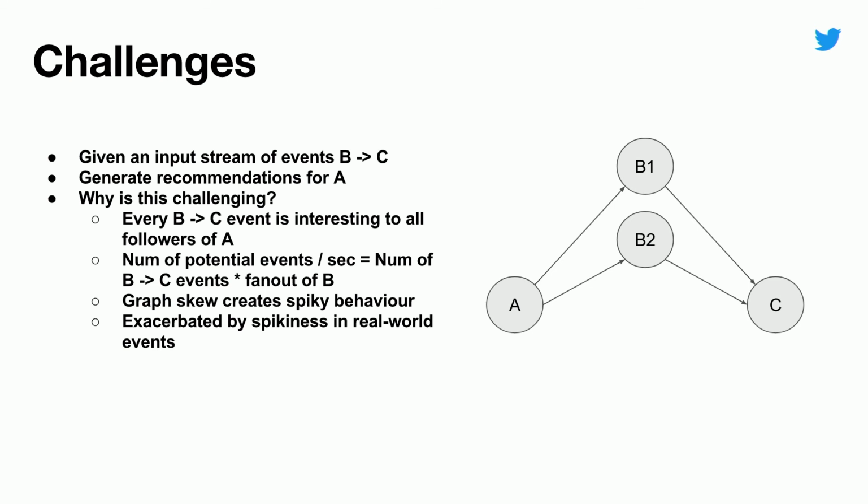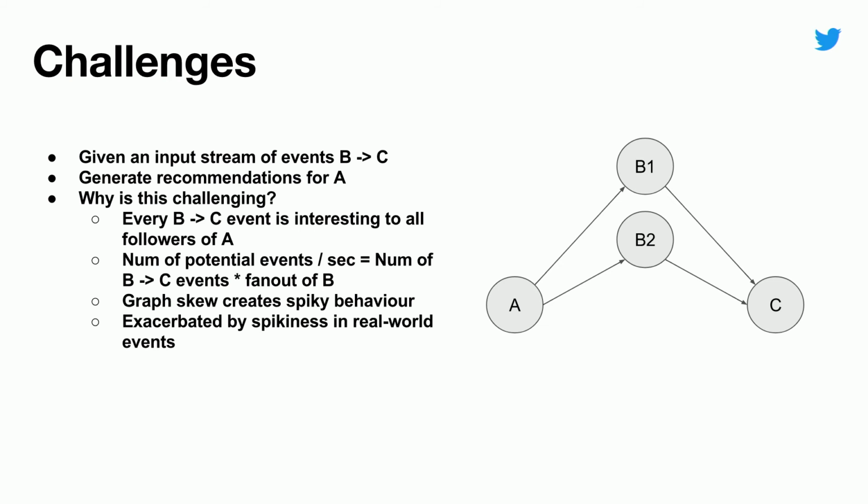In addition, another challenge is graph skew creates spiky behavior. What do I mean by that? So we talked about how Lady Gaga has a lot of followers, Katy Perry has a lot of followers. So when these users generate content or engage with some content, the number of people who are target users for those people is very large. So it generates a spike in the amount of potential candidates that we are generating.